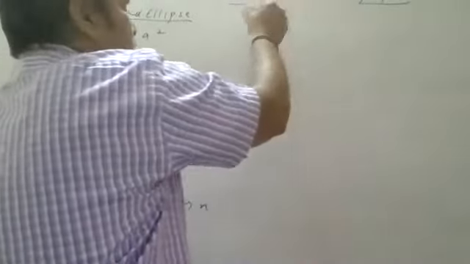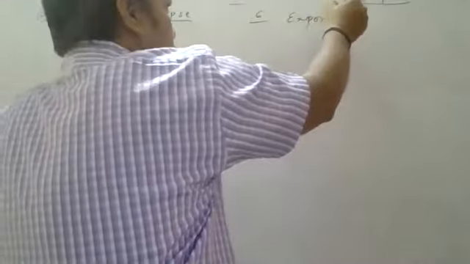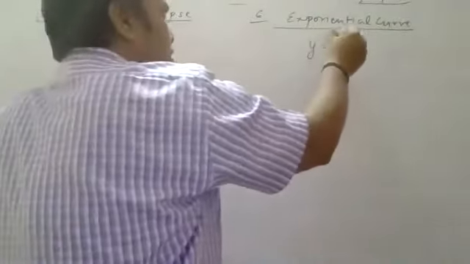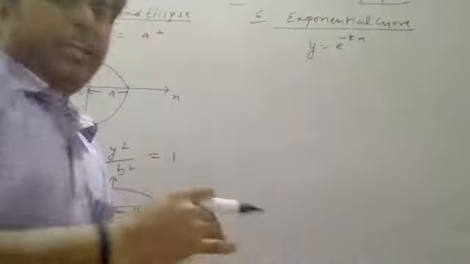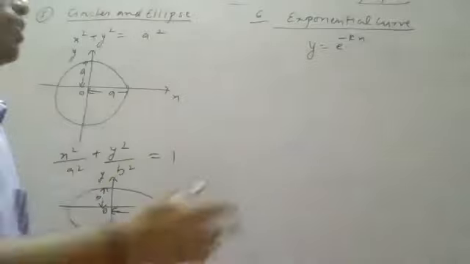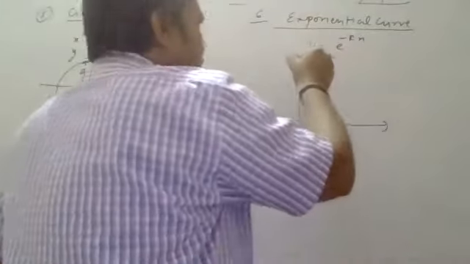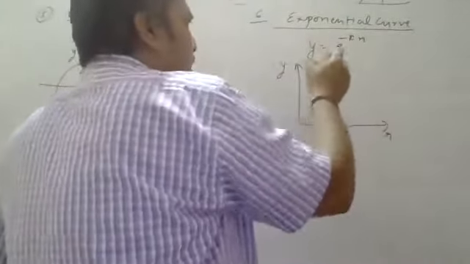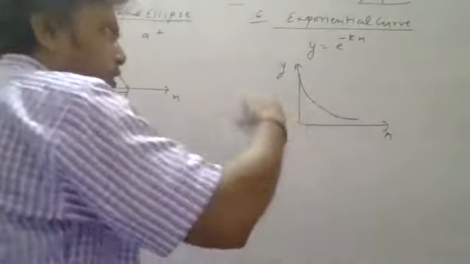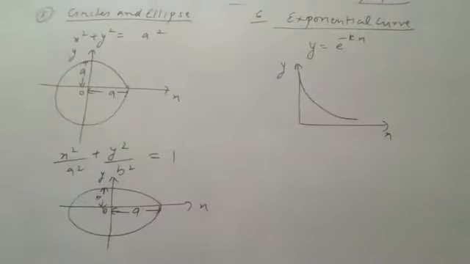Number 6 is your exponential curve, that is y equals e to the power minus kx. In the exponential, the change is initially very fast, then the change reduces. Here I am saying y is an exponential decay curve, so your curve will be in this manner. Initially the change is very fast, but after some time the change is reduced. Change becomes slow. This is exponential change.